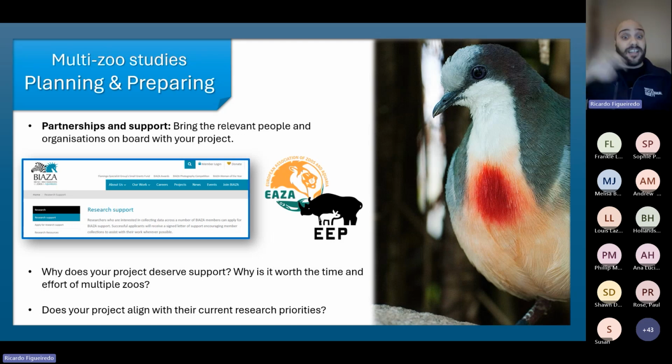So if your project aligns with their current research priorities, you're already in a very good place to get your project endorsed. It doesn't mean that other projects that are not at the time in the research priorities list won't be supported. That's not the case. But if your project already aligns with those research priorities, then yes, you're in a good place to get your endorsement or support for your project.